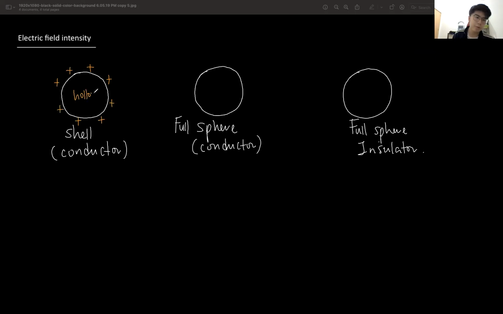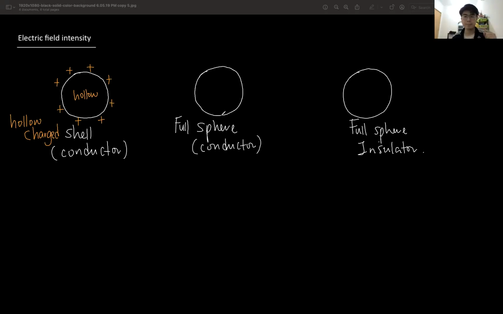Inside is hollow. Okay, that is a shell. We can sometimes say a charged shell. Or in your book, sometimes it says a hollow charged shell. It's the same thing, right? Now, the second one is a full sphere.